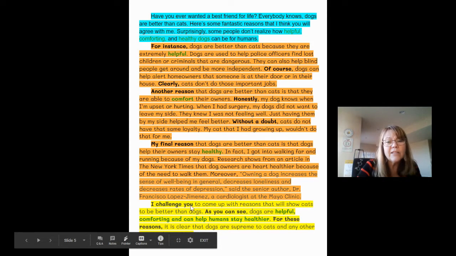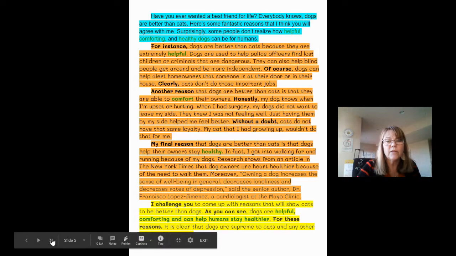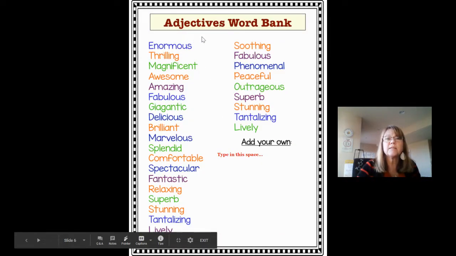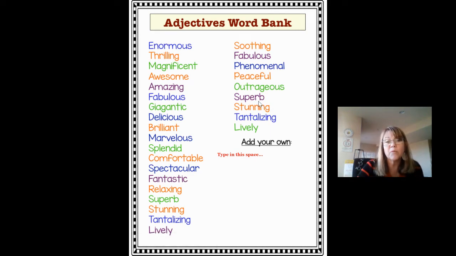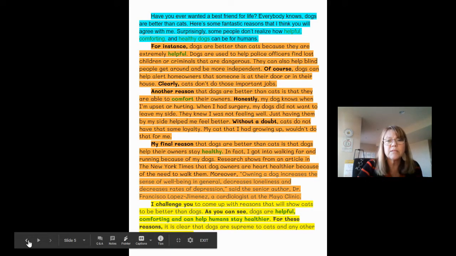So I'm challenging you, as you can see, and for these reasons. I also use it is clear and the word supreme. If you go back to this chart, not this chart, going this way, this chart has some good adjective words. Supreme wasn't up there, but I saw the word superb and it reminded me of the word supreme. Use good adjectives that are strong like that to help you when you are writing and include them somewhere in it.